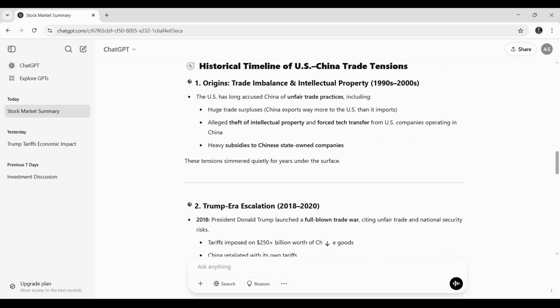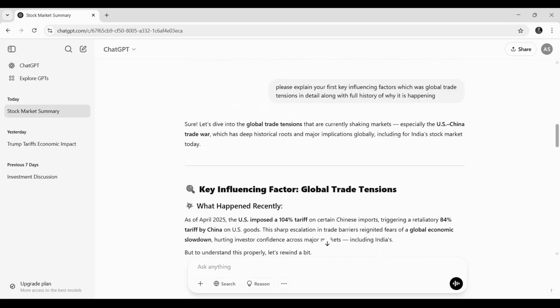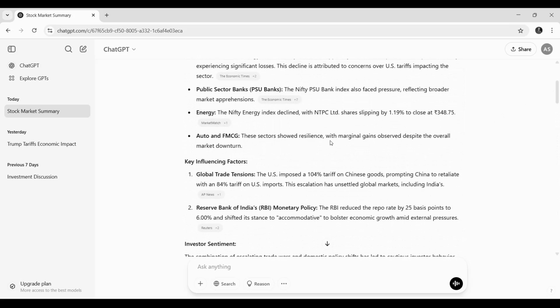Okay, what are the main reasons it fell today? Because of this particular reason here, global trade tensions: the US imposed a 104% tariff on Chinese goods. So that is the market update for today, 9th April 2025.